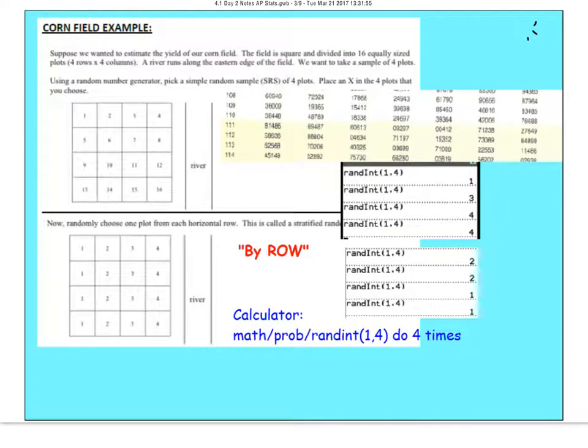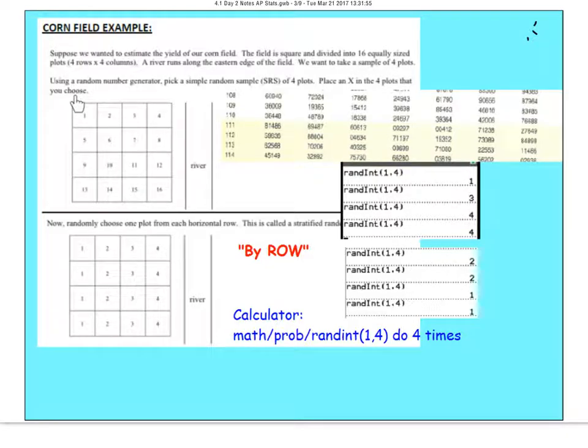If we move into the field of agriculture, here's a cornfield example. Suppose we want to estimate the yield of a cornfield. The field is square and divided into 16 equally sized plots, so 4 rows and 4 columns, which we see right here. A river runs along the eastern edge of the field, so here we have a river. We want to take a sample of 4 plots. Use a random number generator, pick a simple random sample of 4 plots, and then place an X on the 4 plots that you chose.